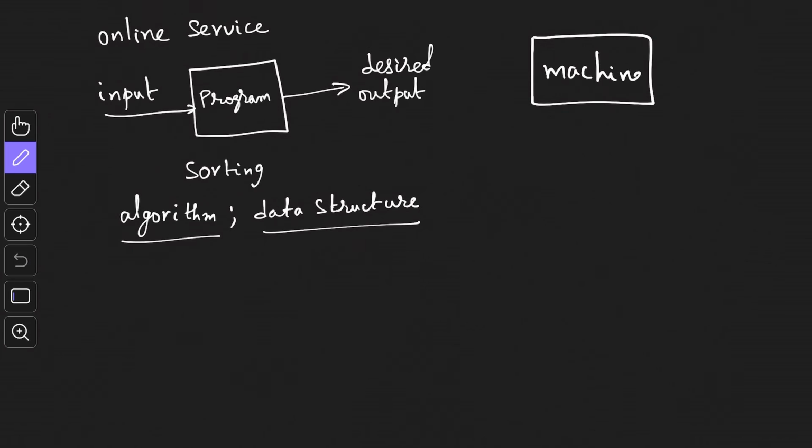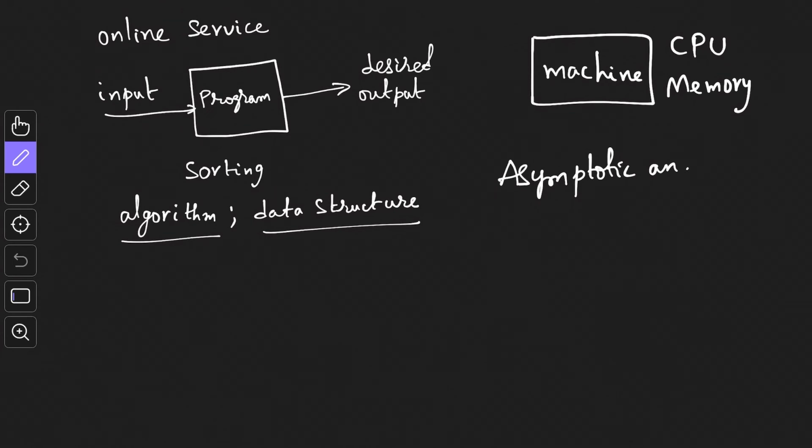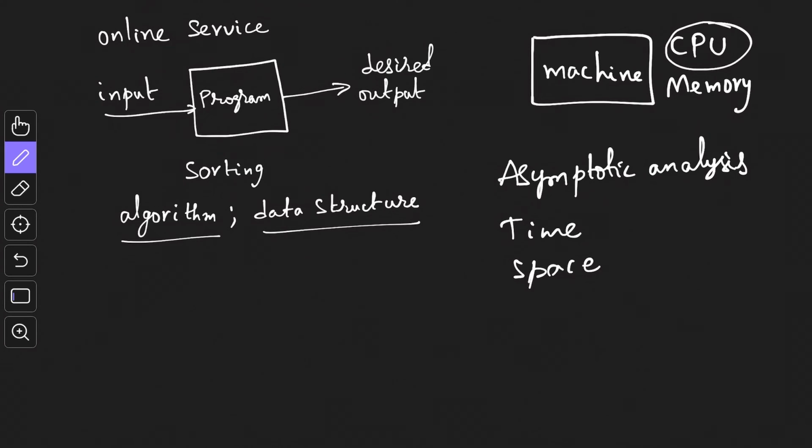This machine has two main components. One is a CPU, the other one is the memory. For every algorithm, we perform an asymptotic analysis. That is, we talk about the time and space complexity of the algorithm we designed. In other words, this analysis tells us how we use the CPU and how we use the memory when this program runs.